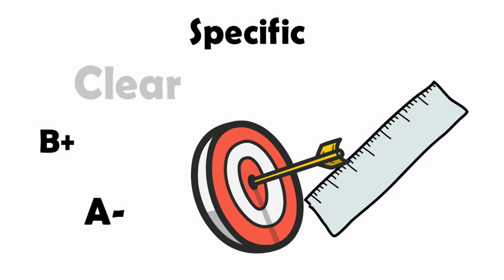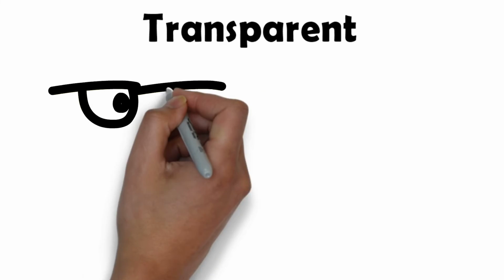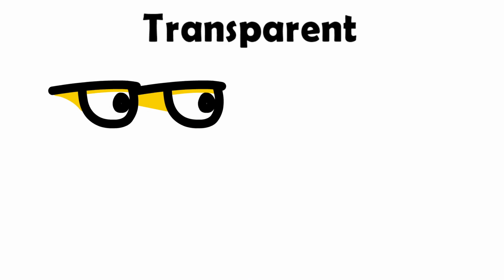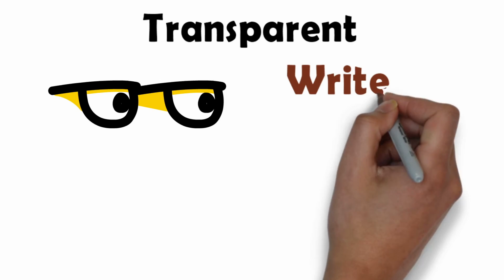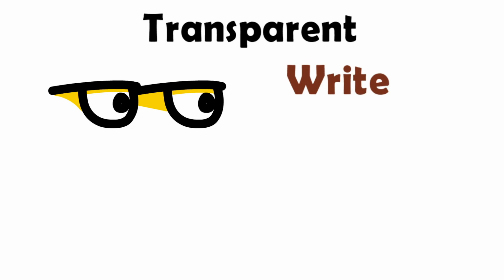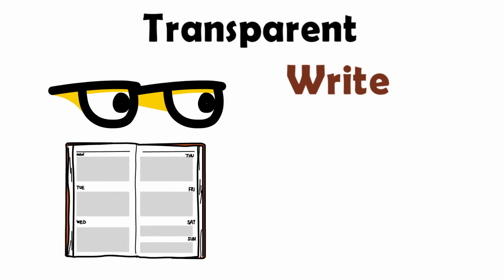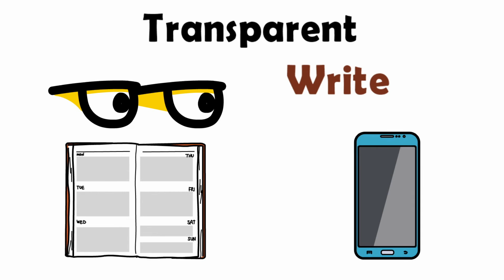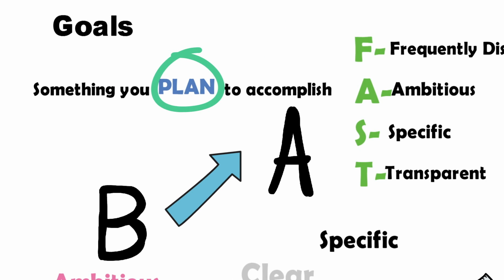The last piece of a FAST goal is T, transparent. A goal that is transparent is clear and easy for everyone involved to see. Just like earlier when we went over frequently discussing our goals, transparent goals help us to stay on track to meet them. A good way to make your goal transparent is to write it down somewhere that you see a lot, or that you can go back to often to see the goal. Some people write it in their journals or on their phones too. When we see the goal often, not only are we reminded and motivated, but it also becomes more and more real to us.